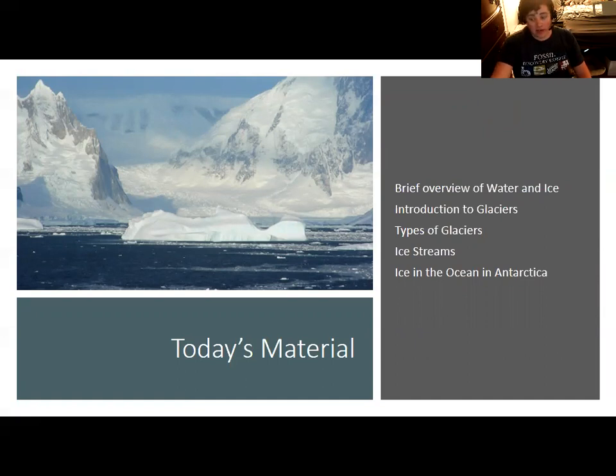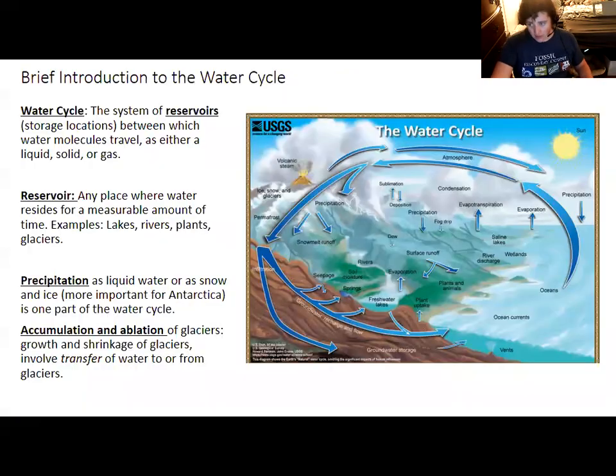I'll have a little bit about sea ice and how that is separate from the ice shelves that are actually the extensions of glaciers. So in any cycle, the substance of interest, whether it's water or carbon or nitrogen, that substance is shown flowing between different reservoirs. The water cycle is a diagram that shows you how water moves between different places where water resides, where water is stored in a sense.